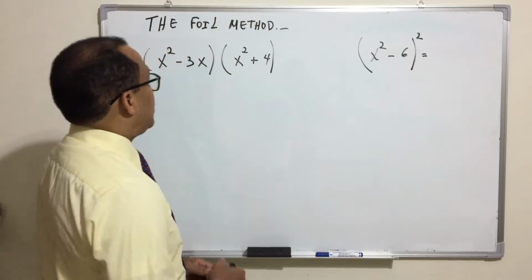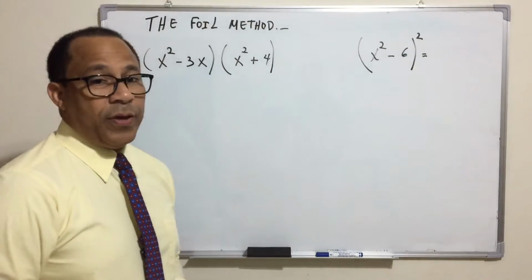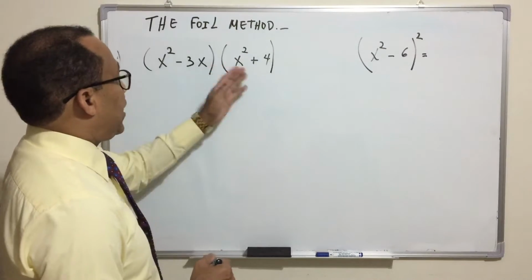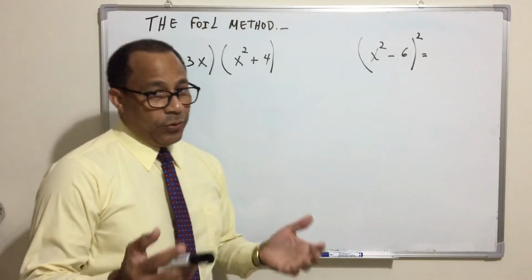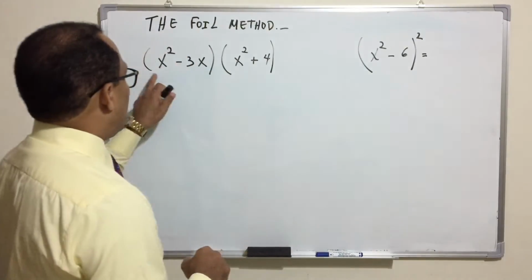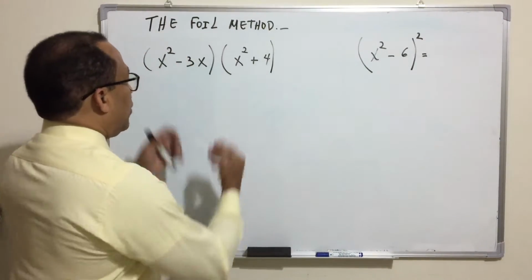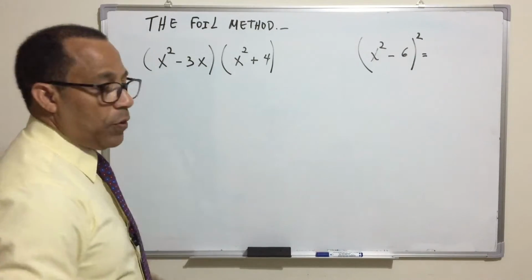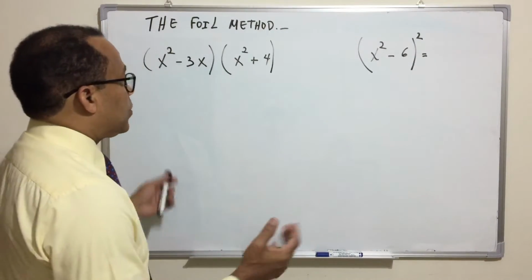Today we are going to continue with the use of the FOIL method. This time we are going to be multiplying binomials. Binomials are polynomials that contain two terms. We are multiplying binomials, and this time some variables have exponents in them. Let's use the FOIL method.